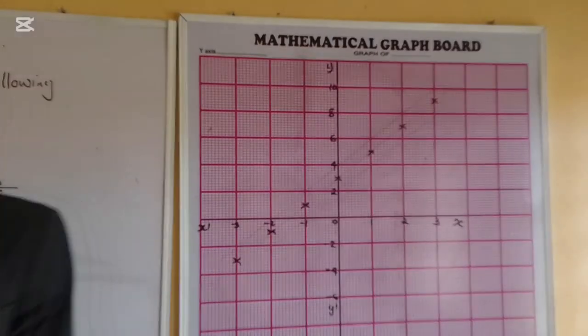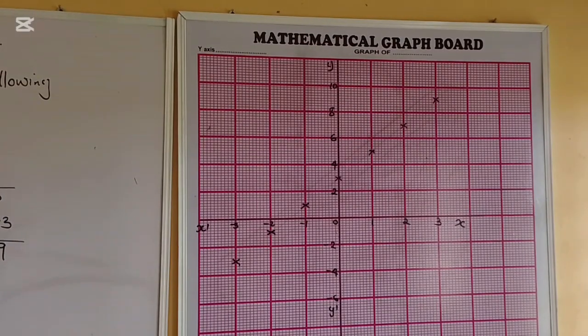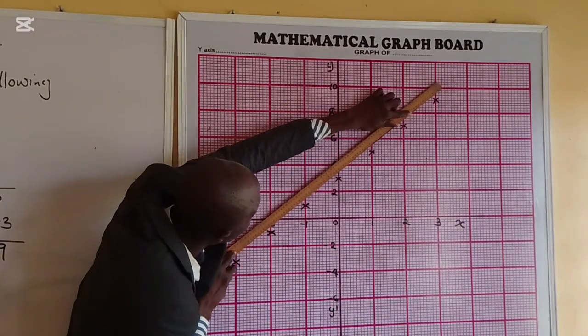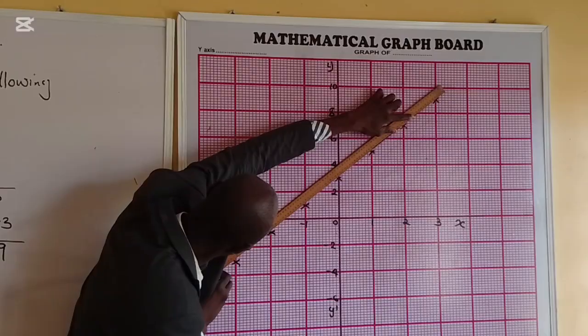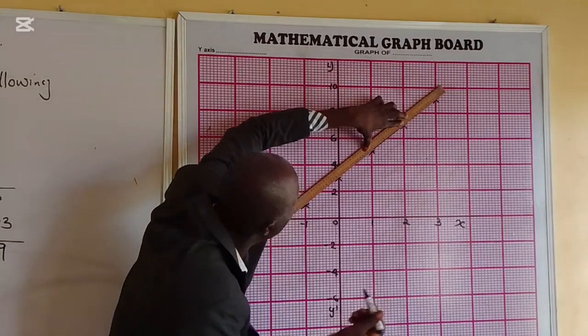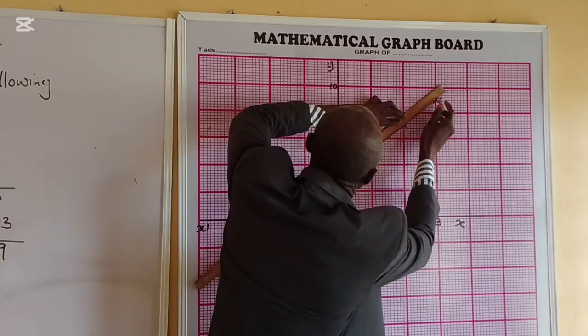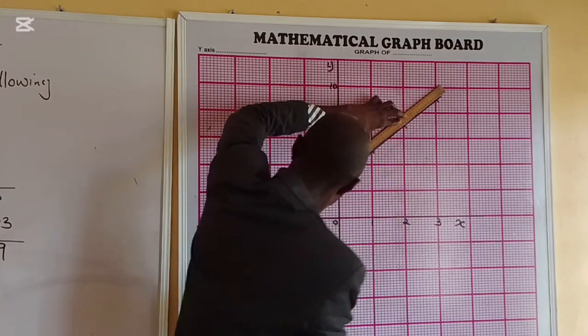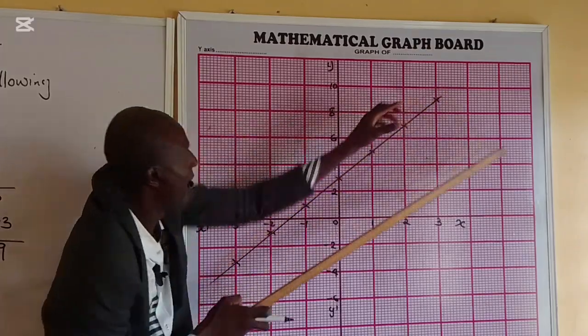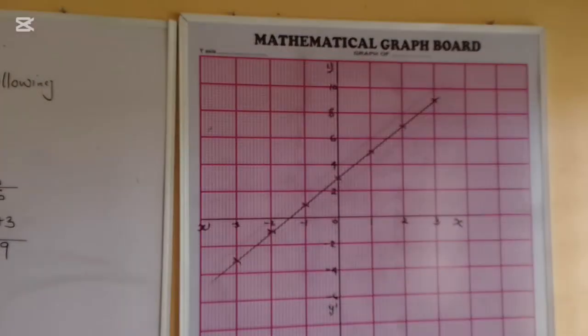Okay, so we are going to draw the straight line. Okay, that is the graph. That is the linear graph.